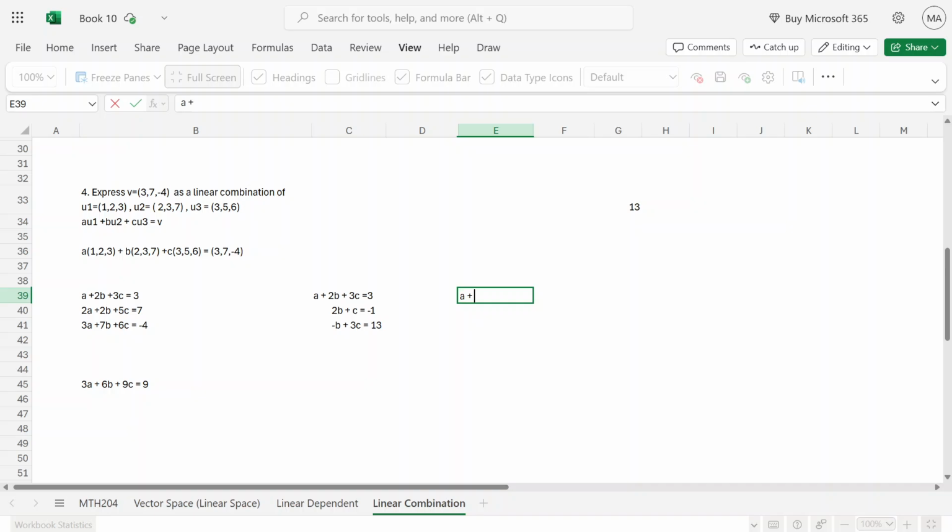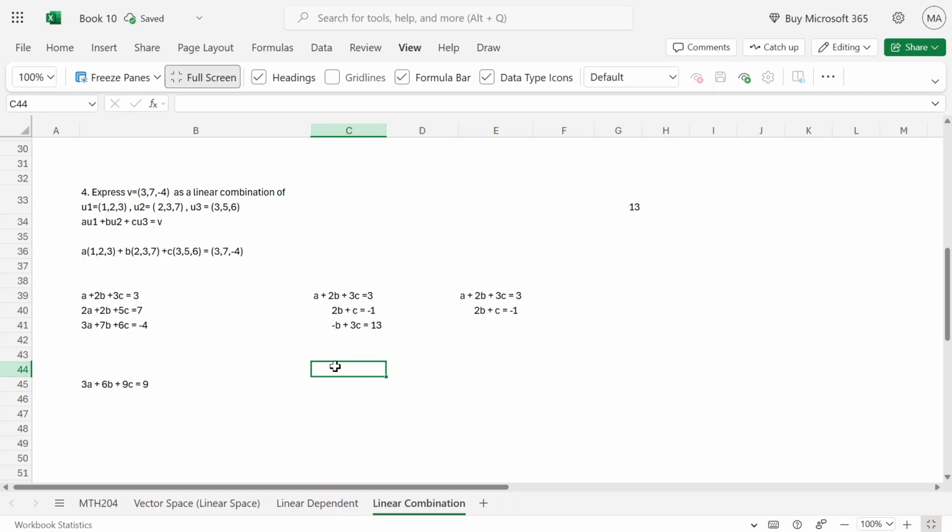Write this out, write this out too. Now we need to eliminate b, right? So we need to make this one and this one the same thing. So you can multiply this equation here by 2 and you have the same thing. You multiply it by minus 2 on one. So multiply it by 2, you have minus 2b plus 6c equals 26, right?